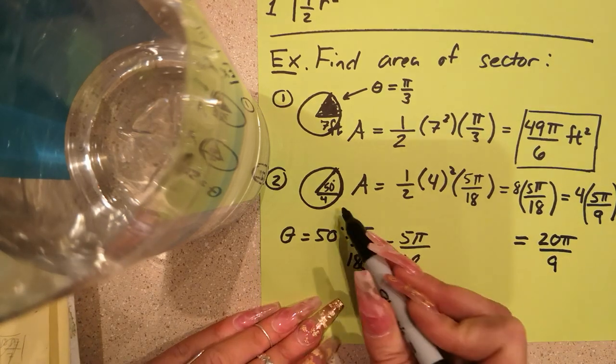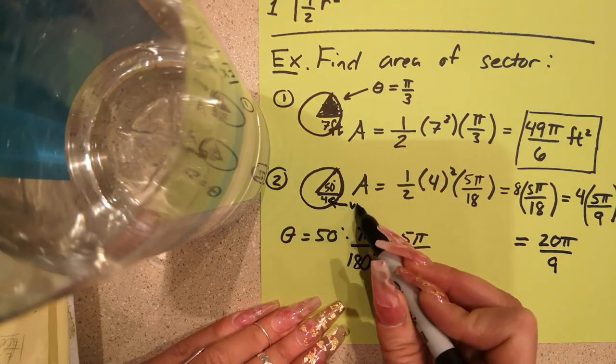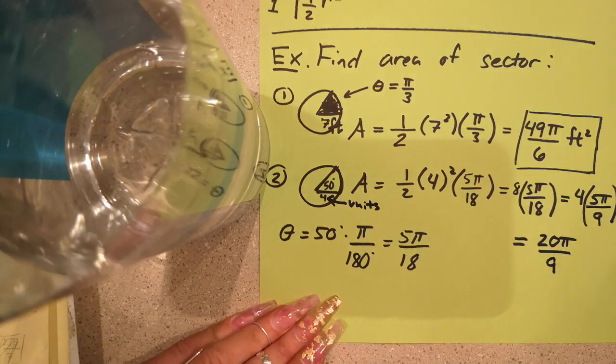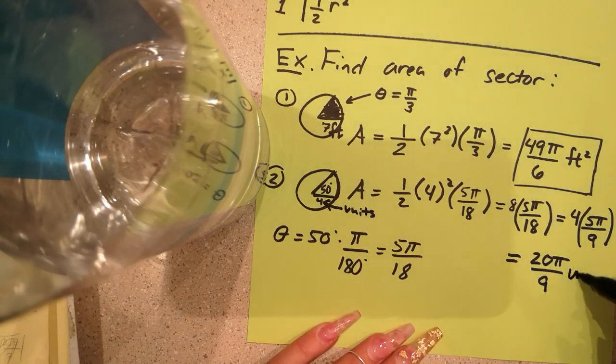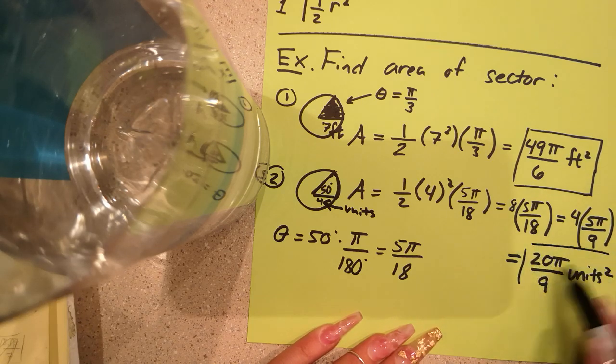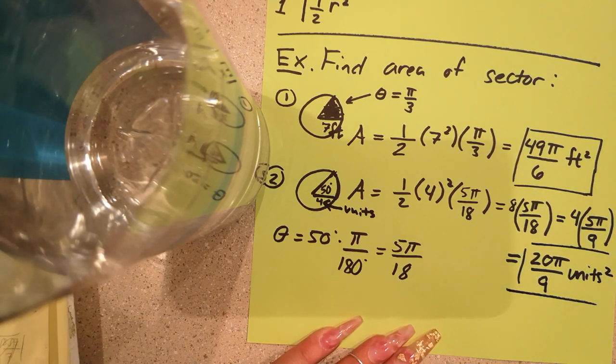And then if I didn't put units here on the radius, then I would just assume I had generic units there. So let me say square units, units squared. There's my area of that sector.